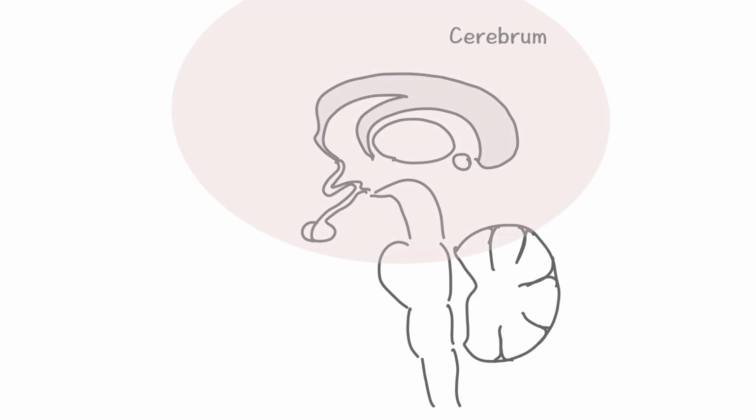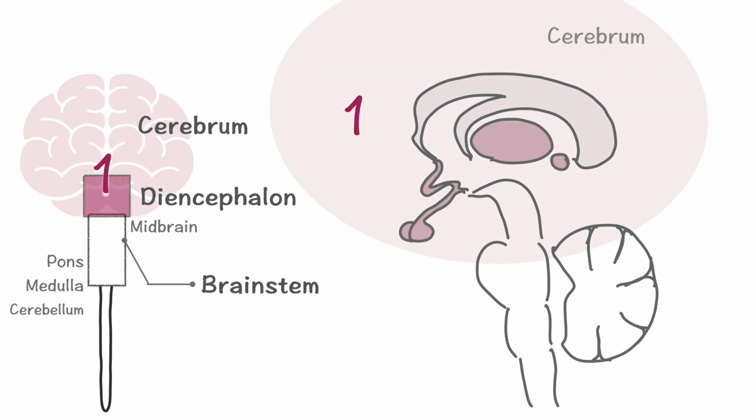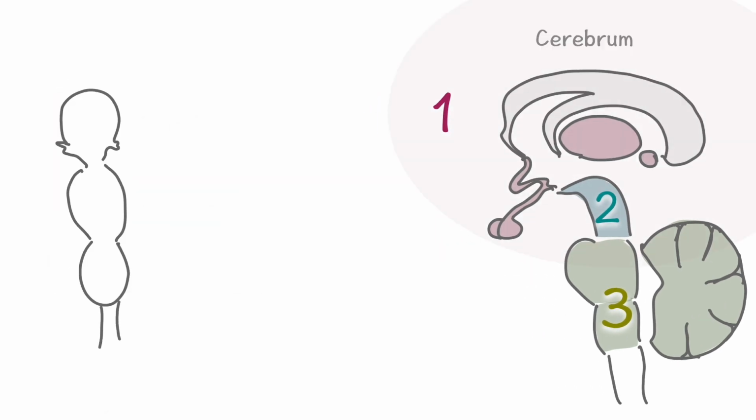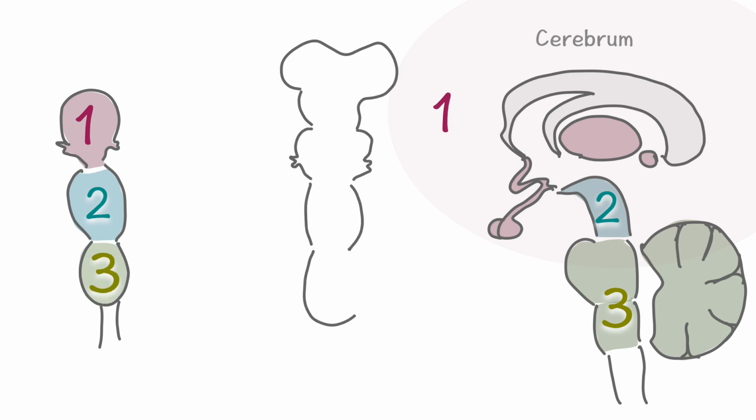Group cerebrum and diencephalon together. They're one unit. The midbrain is always separate. And the rest of the brainstem, excluding the midbrain. Group 1, Group 2, Group 3. Next, split 1 and 3 into two parts. The midbrain stays as it is.